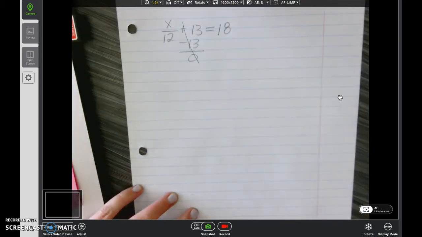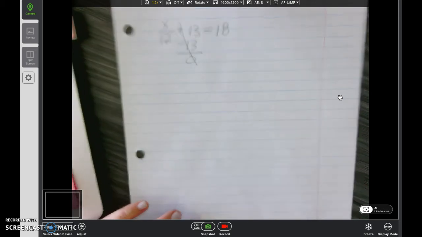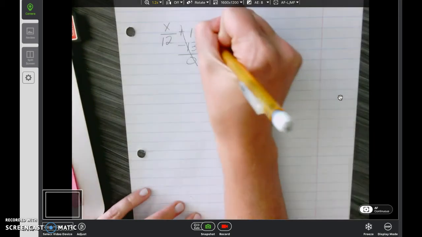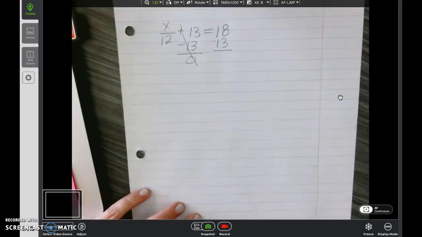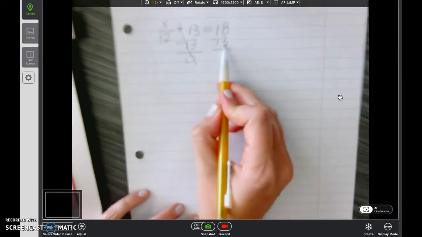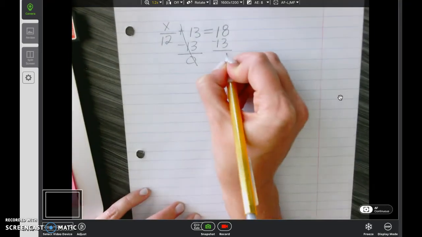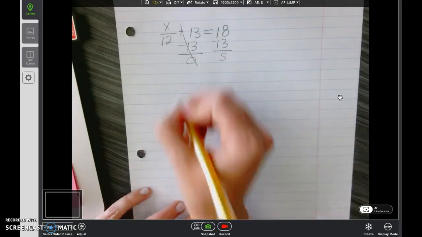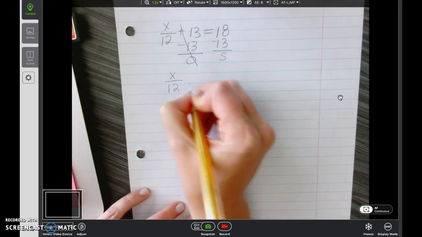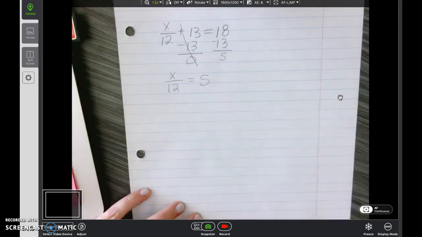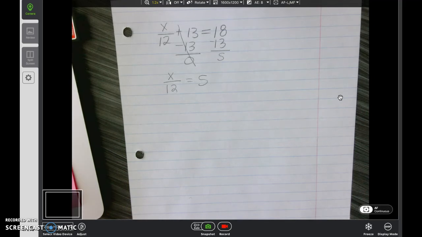This has now canceled out, but now I need to balance my equation, meaning I need to subtract 13 from the other side. So notice I'm doing the same thing to both sides. So 18 minus 13 will give me 5. So now my equation is x over 12 equals 5. So now this is a single step equation.